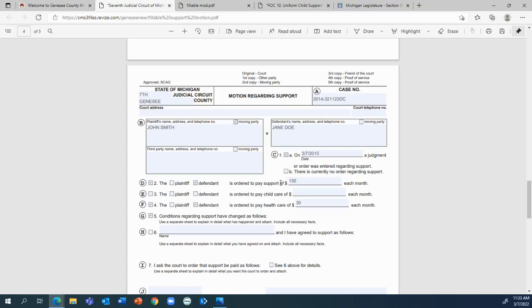So you'll note you're going to need a lot of copies of this motion in order to get it filed. You're not going to be able to just take the one copy to the court. You're going to need to make several copies, so make sure you have all those copies.